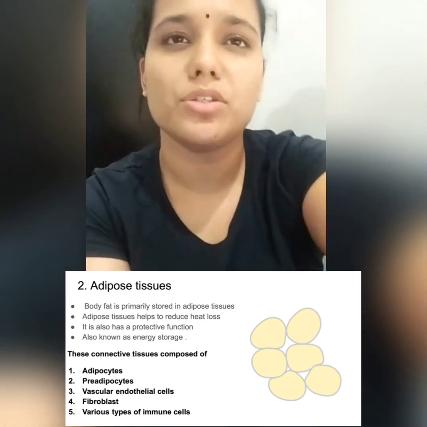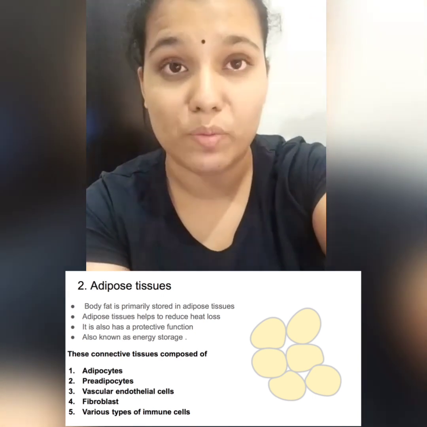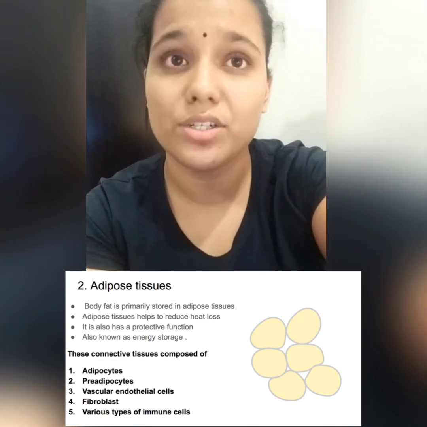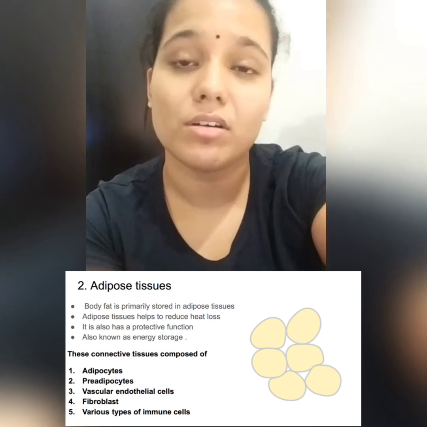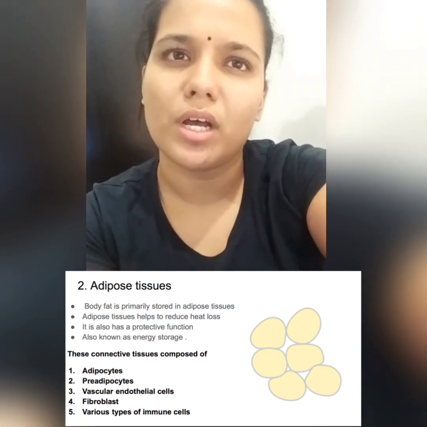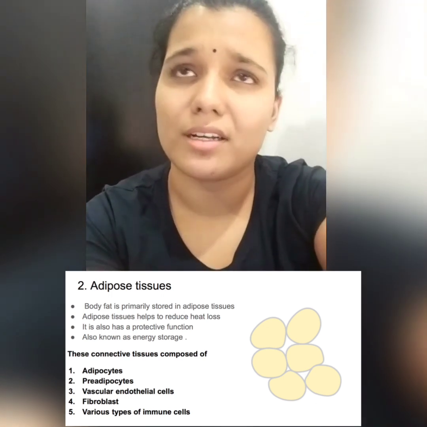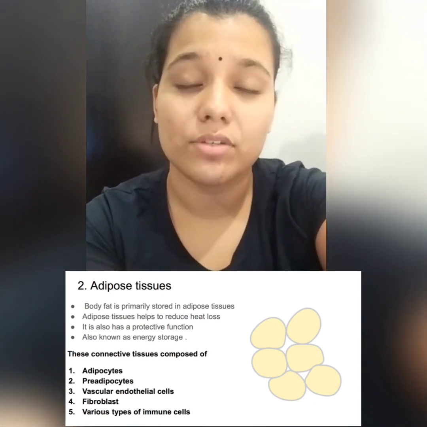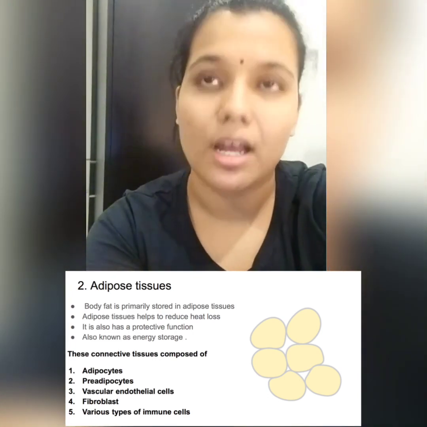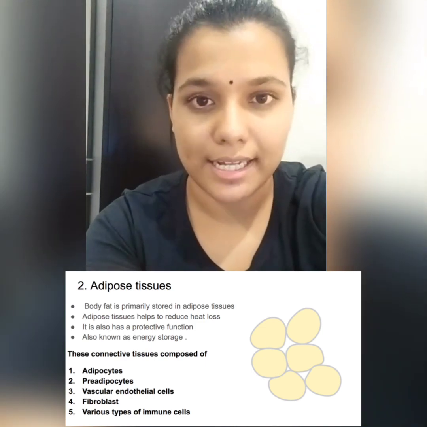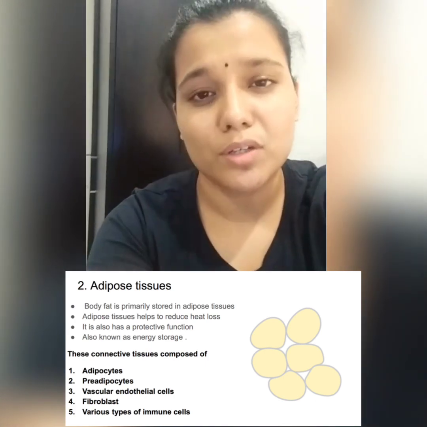Adipose tissue acts like an insulating layer that helps to reduce heat loss through our skin, and it also has a protective function, providing mechanical protection like padding to support some major organs like the kidney. The body fat is primarily stored in adipose tissue, which is also known as energy storage, and this connective tissue is composed of five components. First is adipocytes, second is pre-adipocytes, third is vascular endothelial cells, fourth is fibroblasts, and fifth is various types of immune cells. First we go through these cells.